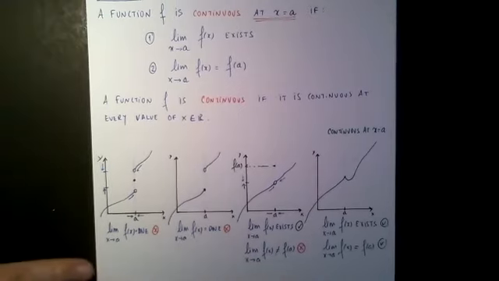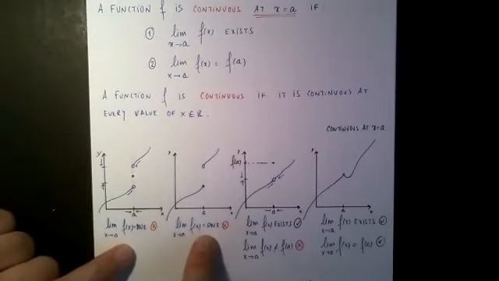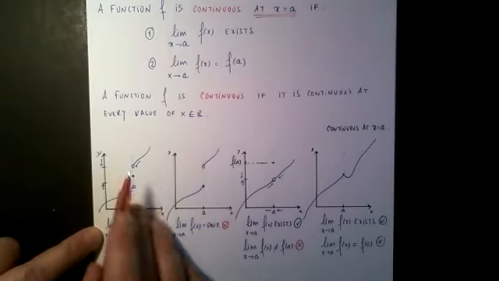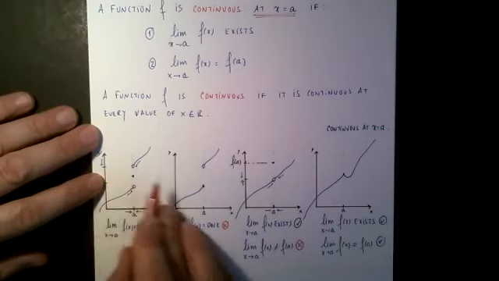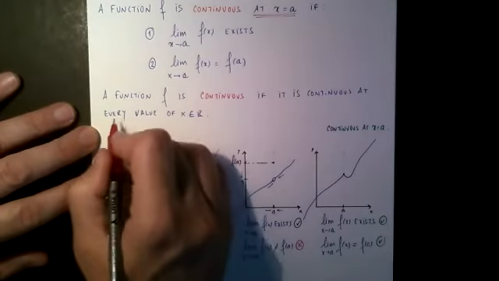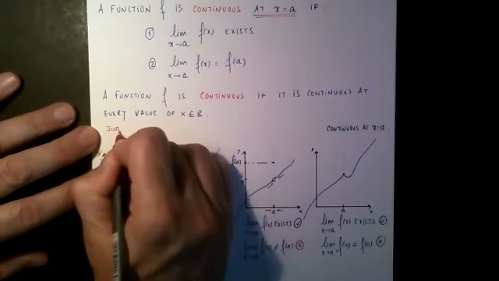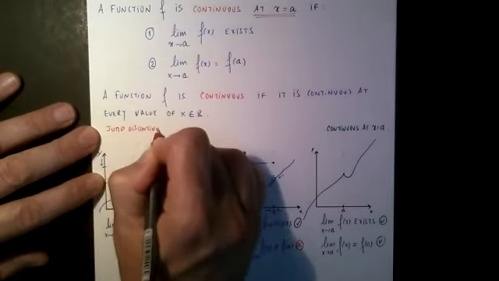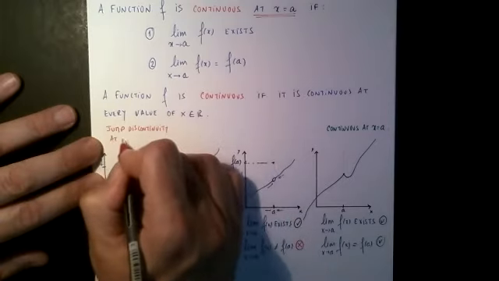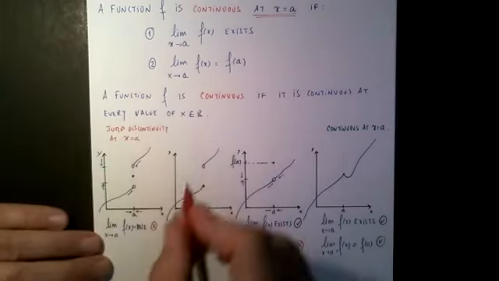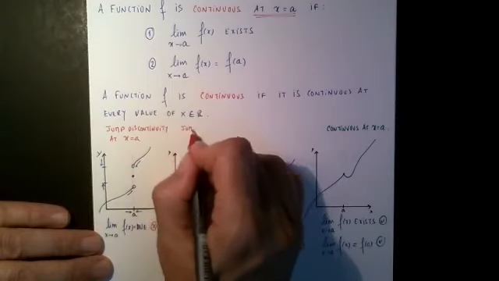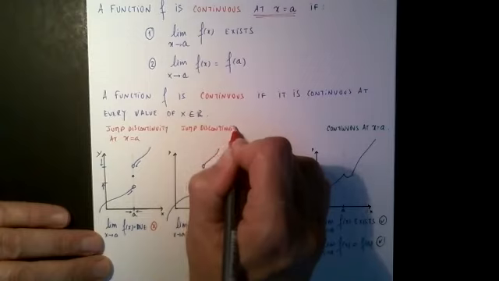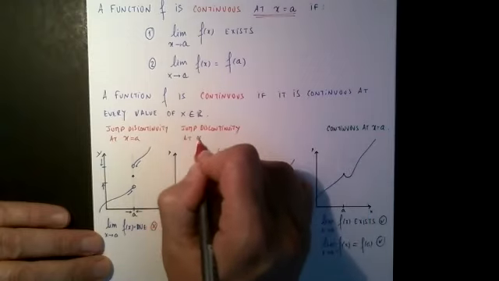So these two here, the first two, are different because the function jumps. At A, it has a jump, okay? So we call these, this and this, a jump discontinuity. So I'm gonna write this down. Jump discontinuity at x equals A, and same here, jump discontinuity at x equals A.